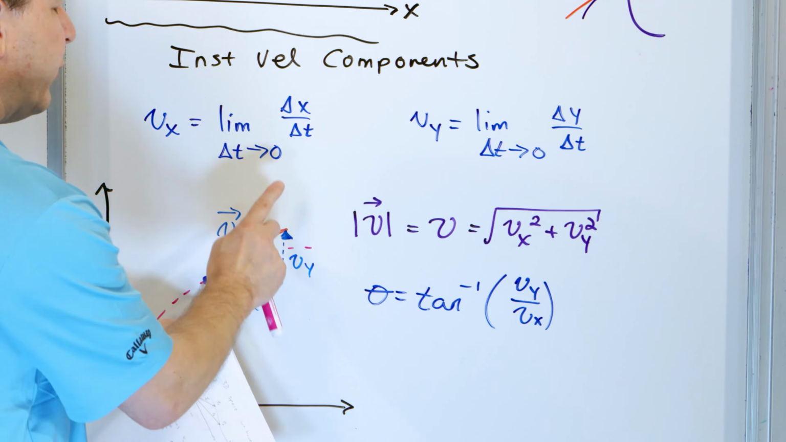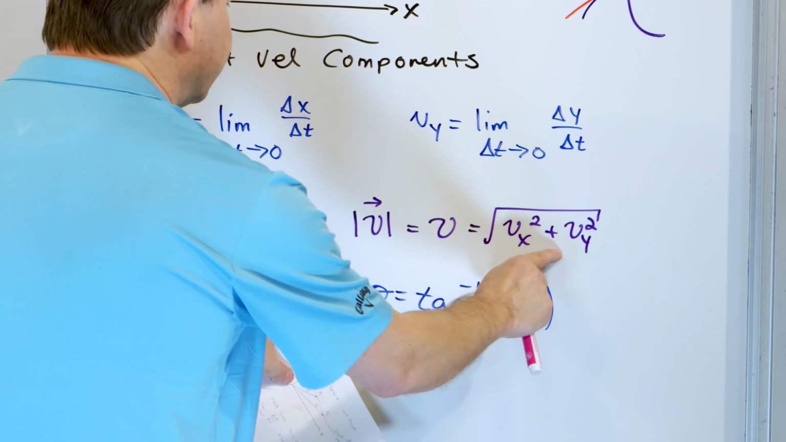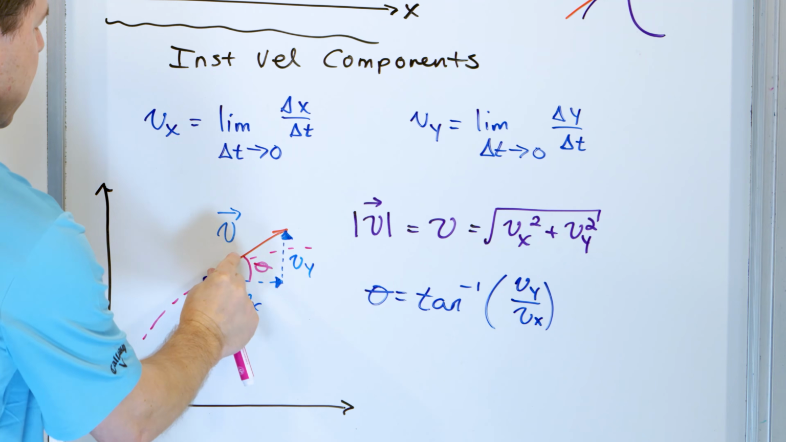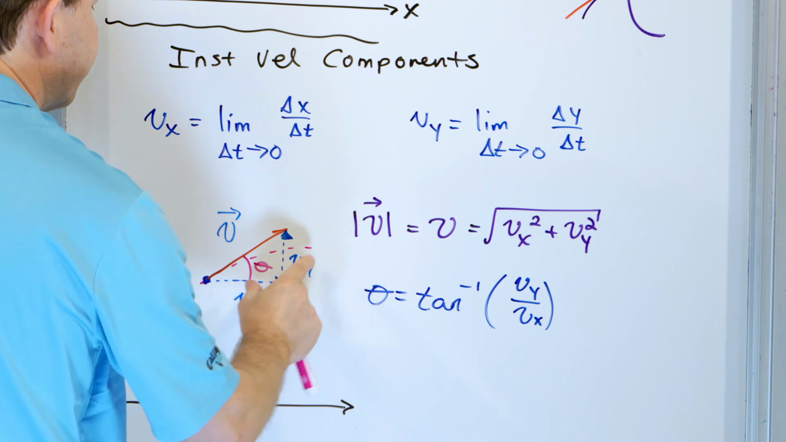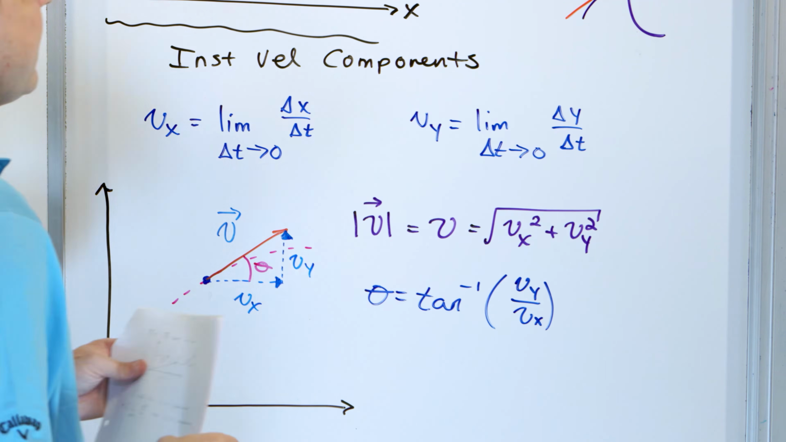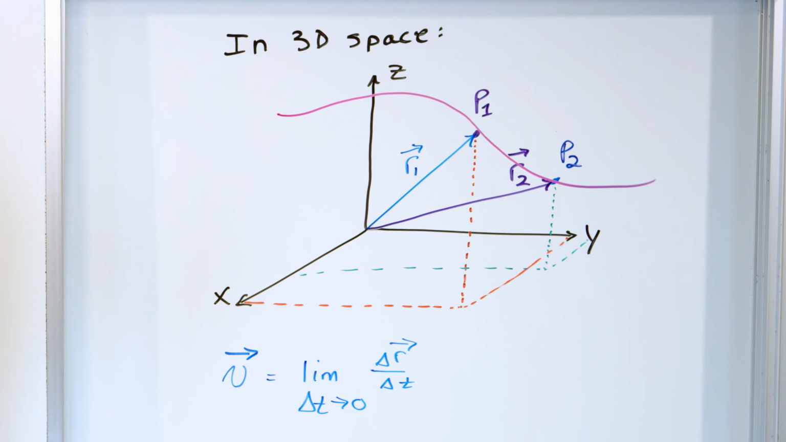From the Pythagorean theorem, we can find it easily by taking the square root of vx squared plus vy squared. And the angle of this thing compared to the horizontal is the inverse tangent of this component divided by this component. And then we said that you can extend this thing to even more dimensions.